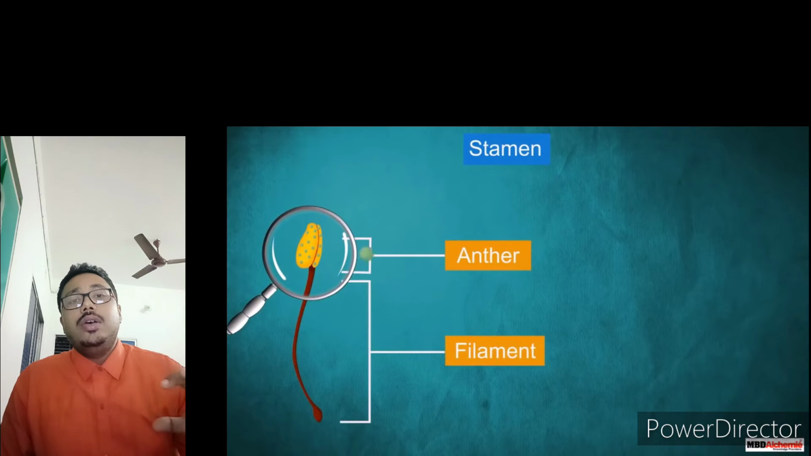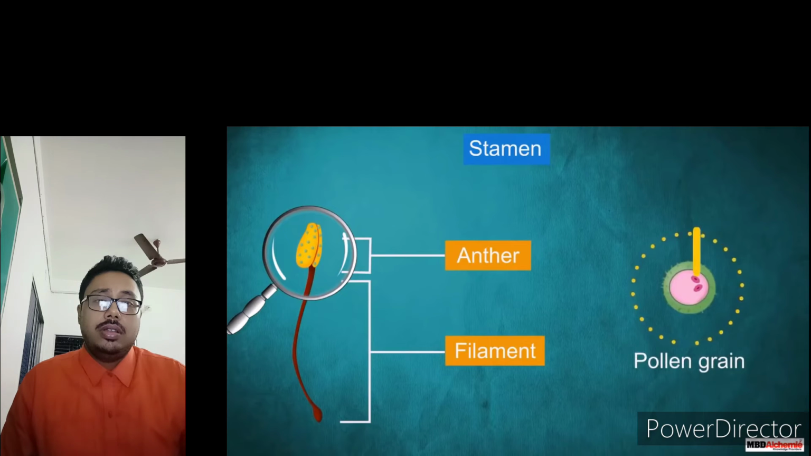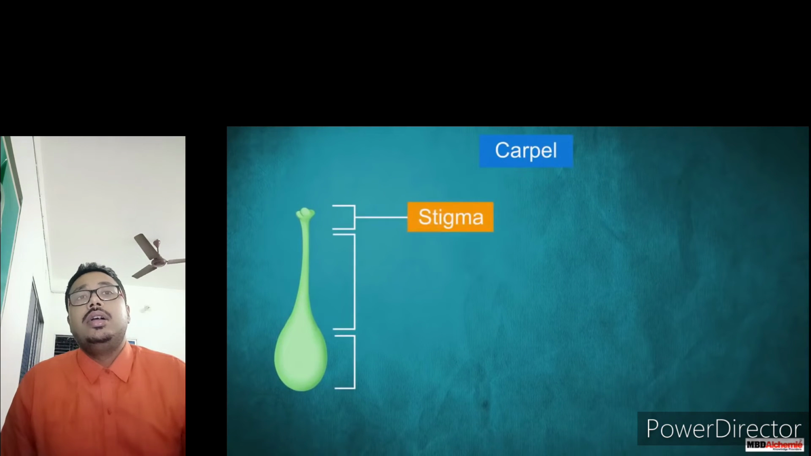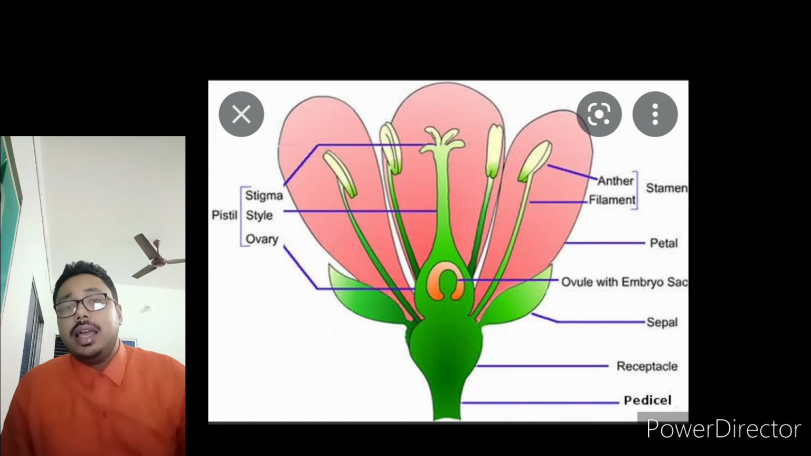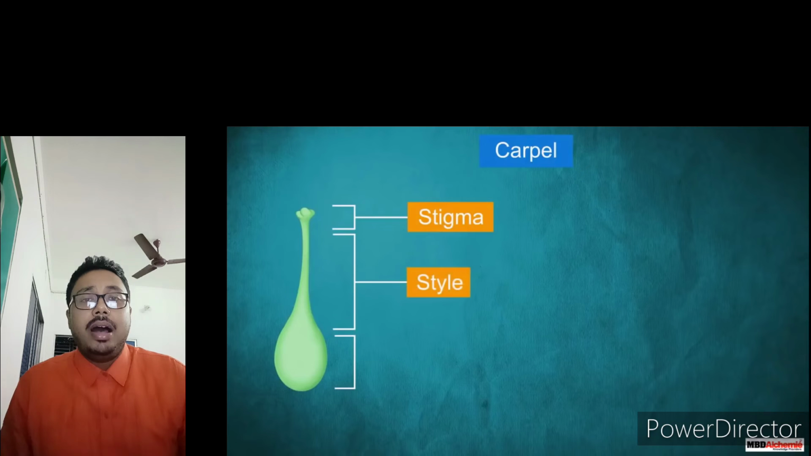See, if we ask what is a flower, it is an organ of sexual reproduction. Without the flower, sexual reproduction cannot occur. It has sepals, it has petals, it has stamens, it has carpels. Stamens and carpels are reproductive parts of the flower which contain germ cells. Stamen is the male part, whereas the carpel is the female part.